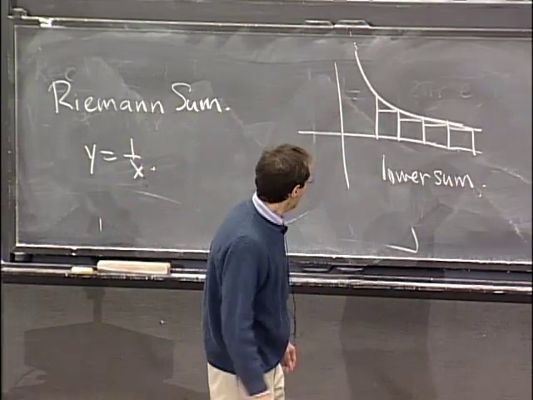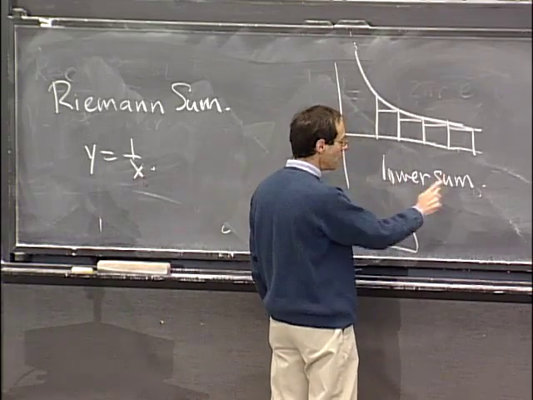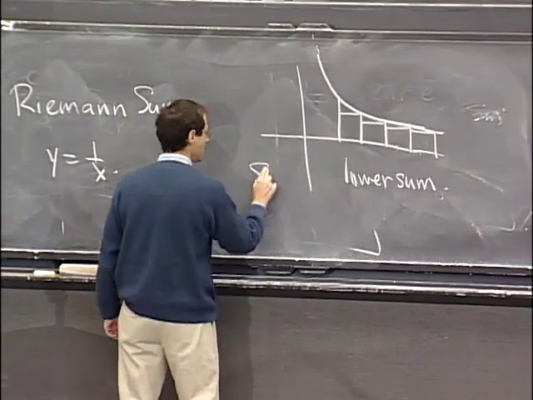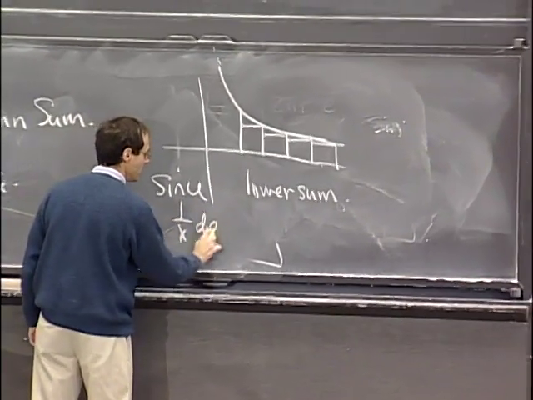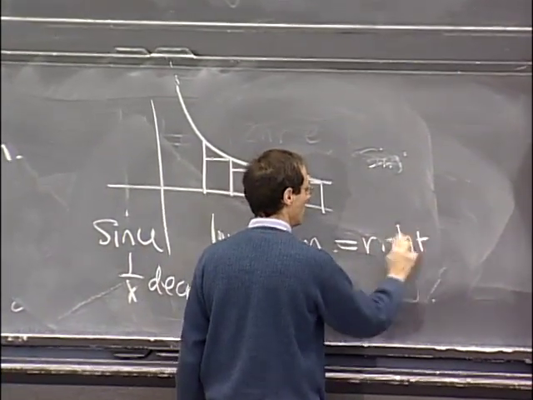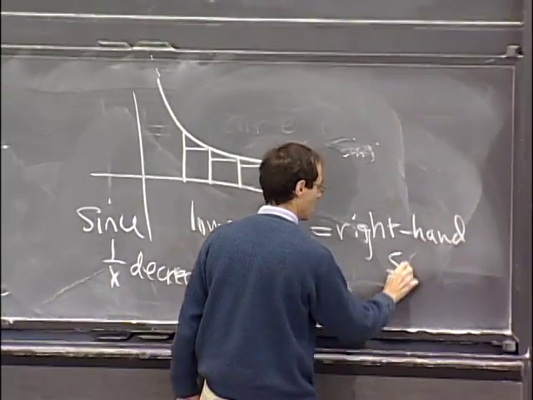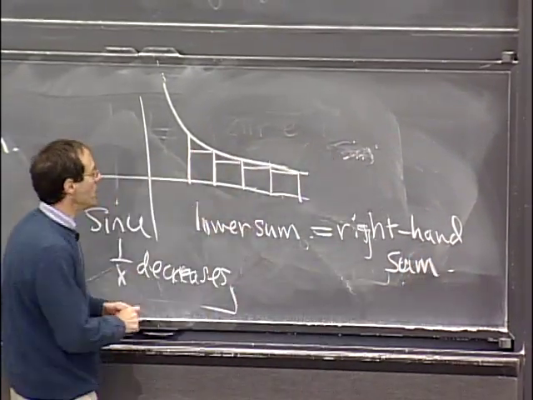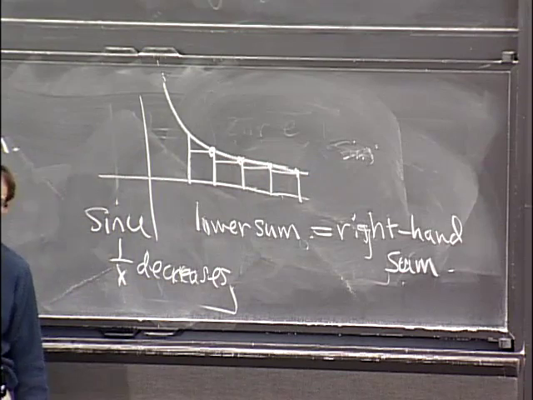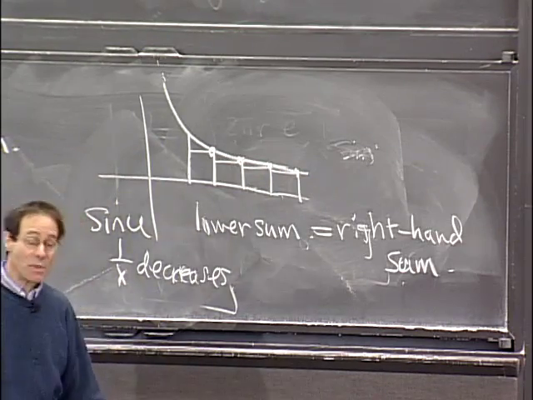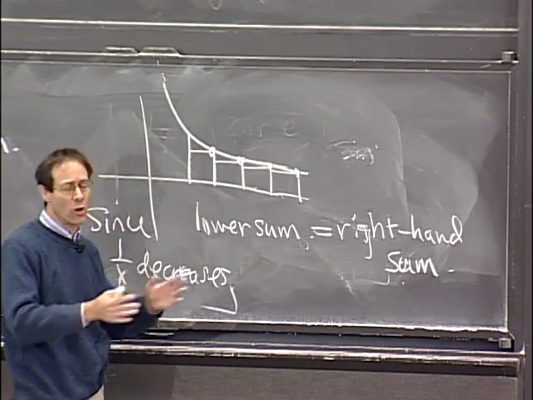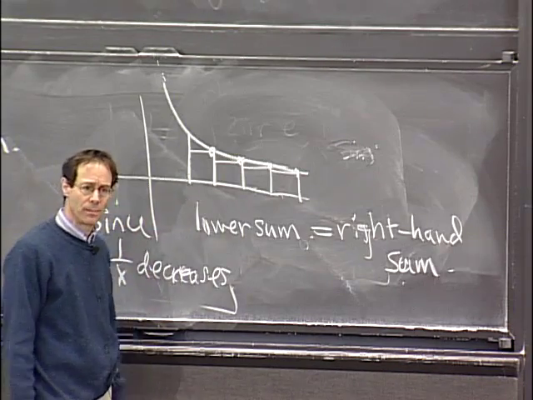It's always less. In the case of a decreasing function, since 1 over x decreases, the lower sum equals the right sum. You can see that visually on this picture. The values you're going to select are going to be the right ends of the rectangles. The upper sum is the left one. Now, if the function wiggles up and down, then you have to pick whichever side is appropriate, or maybe a point in the middle if the maximum is achieved in the middle.